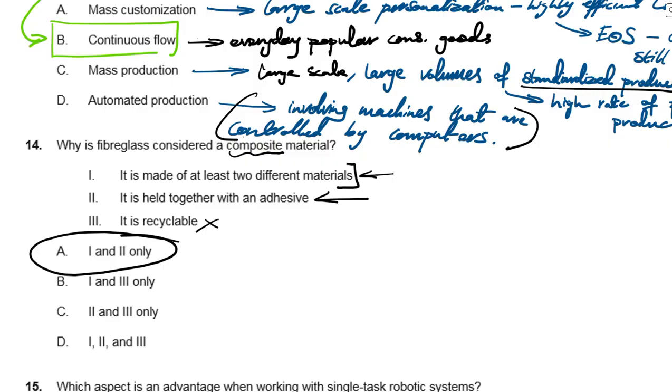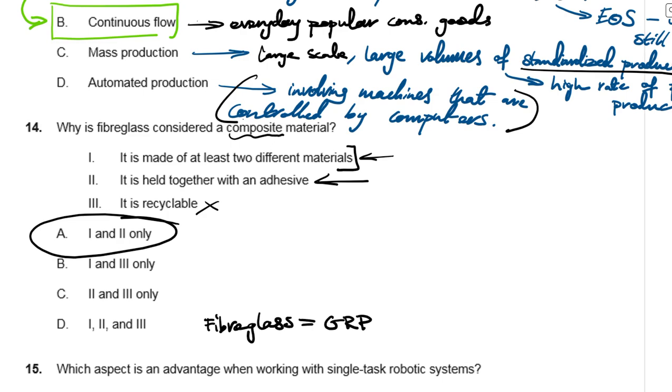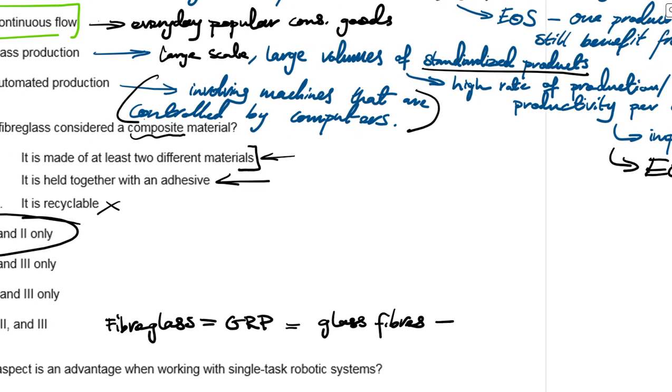And fiberglass is what? This is something we should know. Fiberglass is essentially the same thing as glass reinforced polymer, so glass GRP. You guys can search that up. And it is essentially made using glass fibers plus a polymer resin, right? Thermosetting polymer resin.